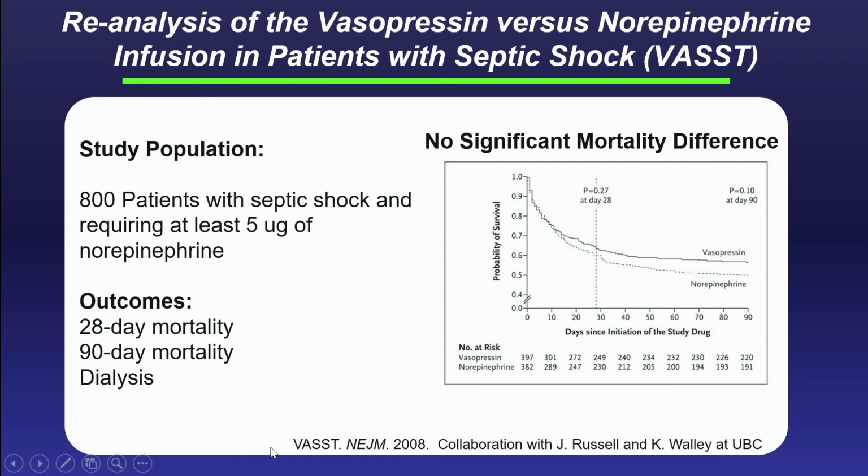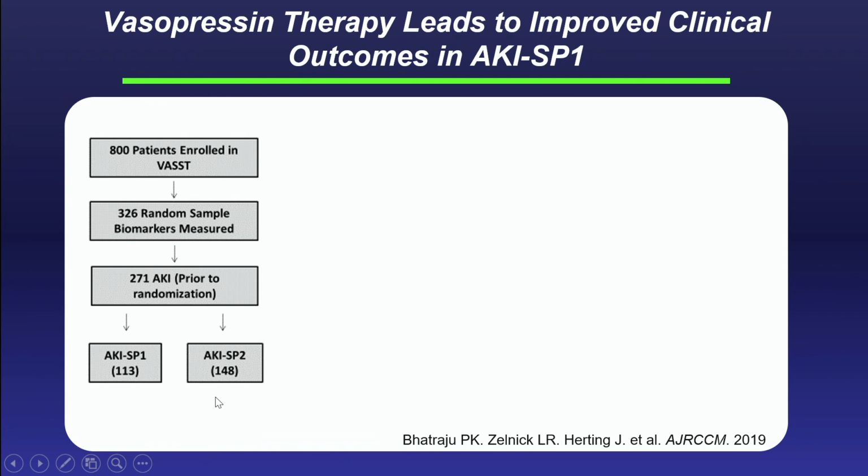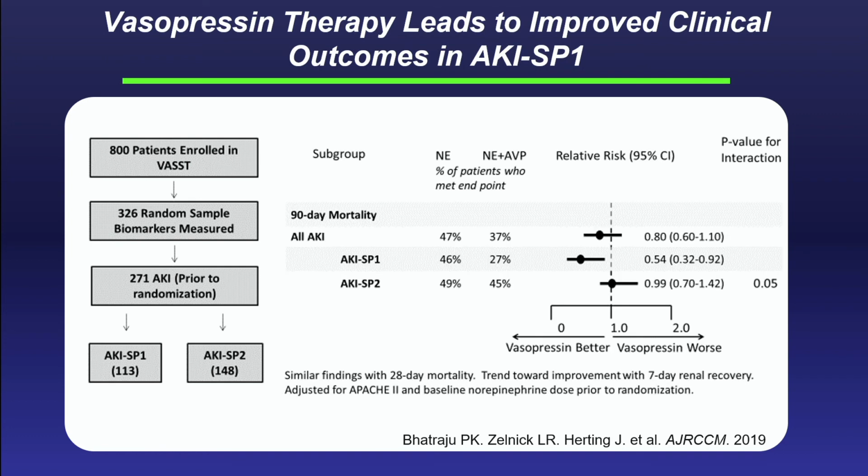Working with collaborators at UBC, Jim Russell as well as Keith Wally, we were able to get access to blood samples that were collected on these patients prior to enrollment in the clinical trial. From those blood samples, 326 were randomly chosen, and of those, 271 patients had acute kidney injury prior to enrollment in the study. Applying the 3 biomarker model that Leela was able to develop, we were able to test this in this cohort. Approximately 150 patients had subphenotype 2 and 113 had subphenotype 1.